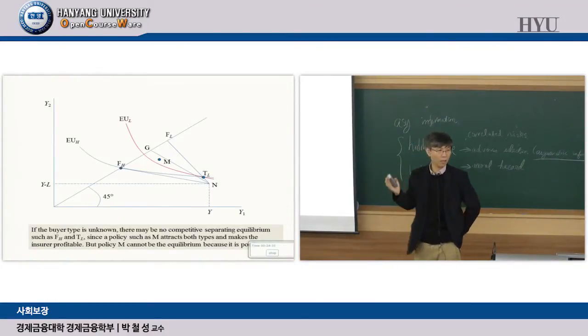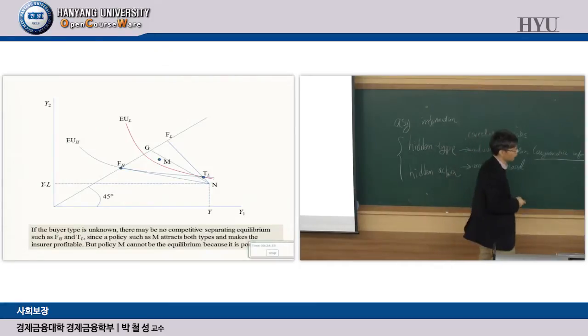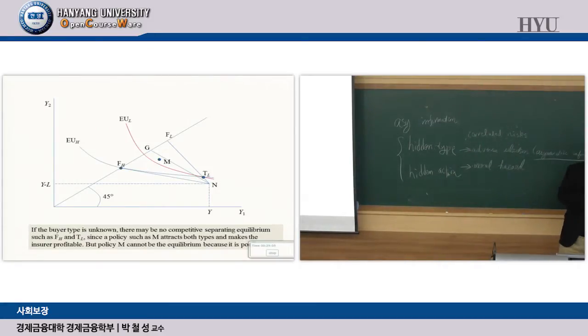Depending on the proportion of high risk types and low risk types in the economy, if there are more low risk types, you can have a situation where the economy has no equilibrium. So that's a very well known conclusion of adverse selection.